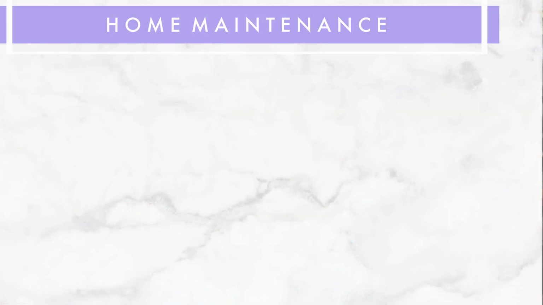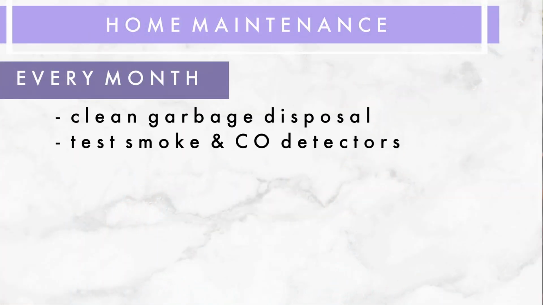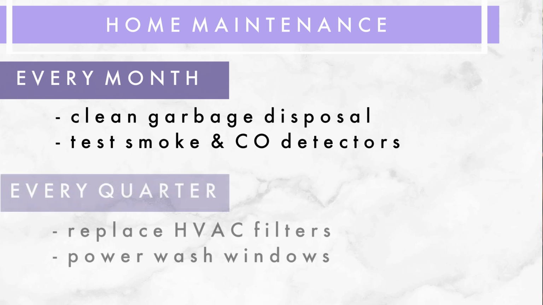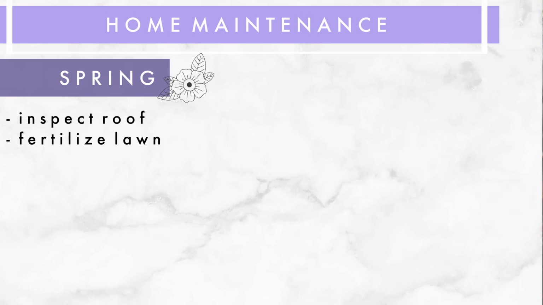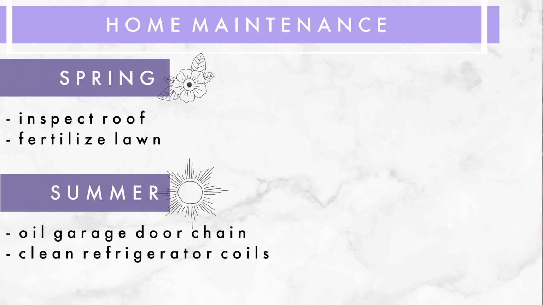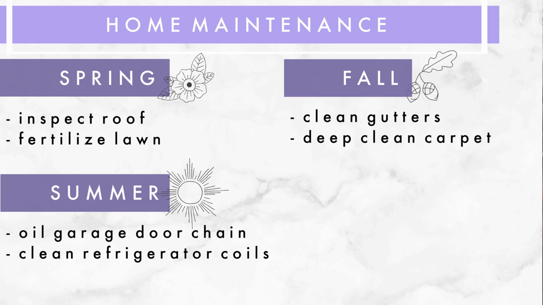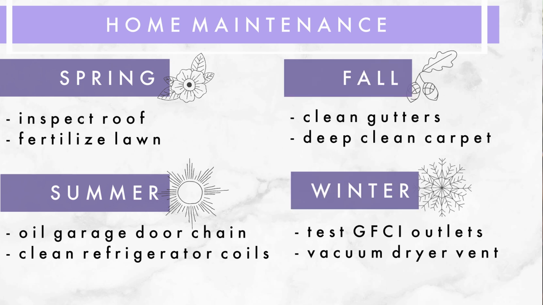And you can have all of these tasks written down in the order that you want to complete them in that year. So for example, you have an every month section that lists out all of the home maintenance tasks that you want to do every month, and then you have a quarterly section for all of the home maintenance tasks that you want to do every quarter, and then you could also have sections for each season.